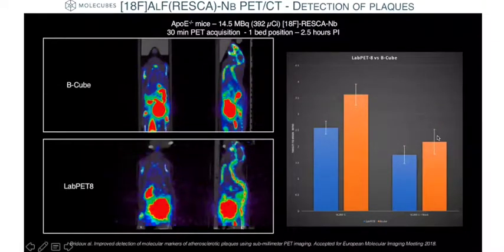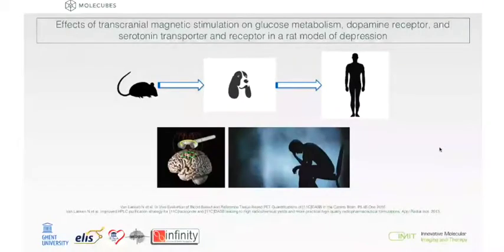Now, as a kind of control experiment, we did a blocking experiment where we give an excess of unlabeled nanobody before we inject the labeled nanobody, and then you don't see a significant difference between the 2 scanners, as it should be.